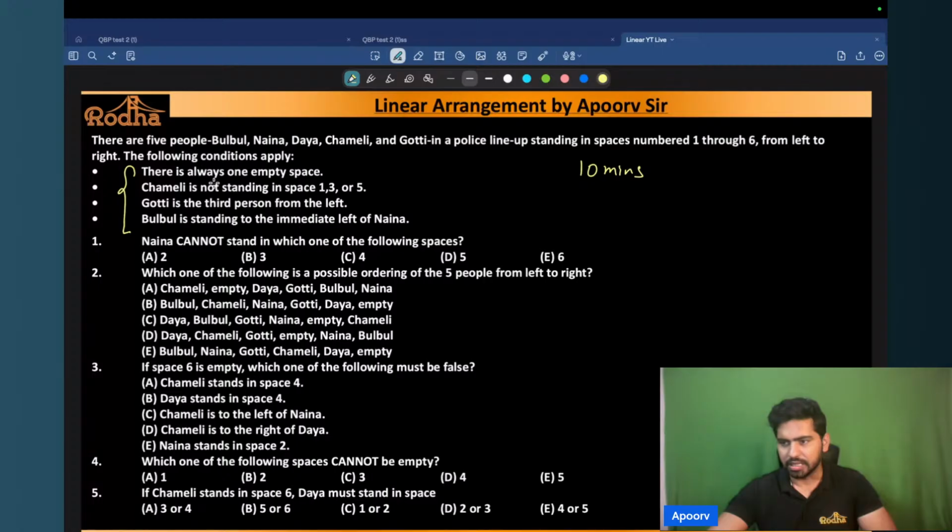Let me know once done, guys. Once you guys are done solving this set, please let me know. Then we'll start with the discussion of this particular set.